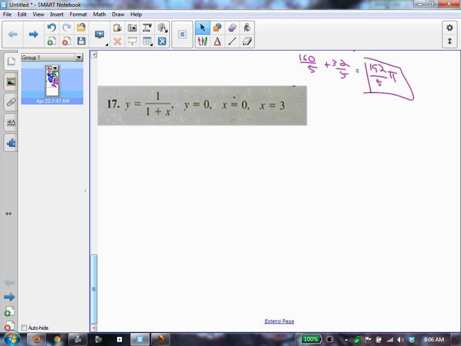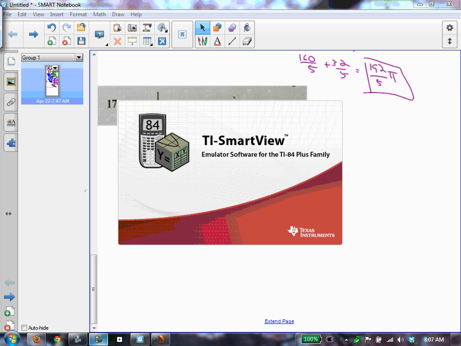How comfortable do we feel drawing that picture? Not freehand. Not so good? Okay. Well, that's why we have graphic calculators.